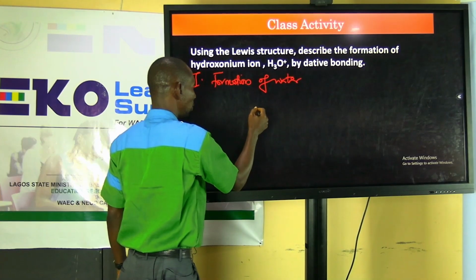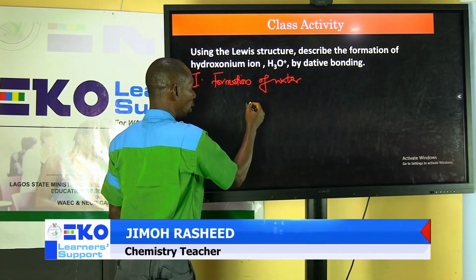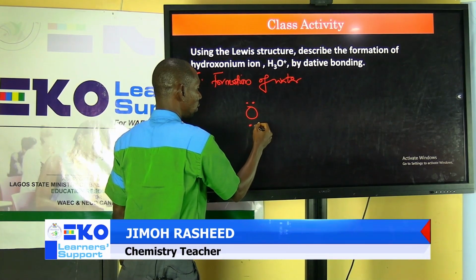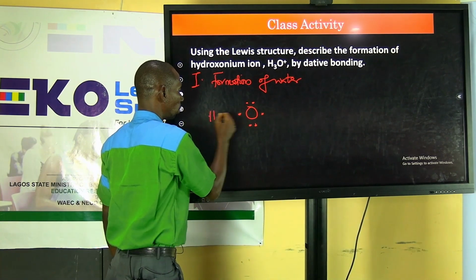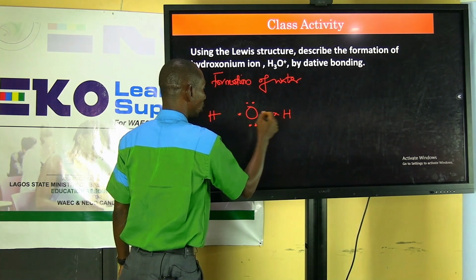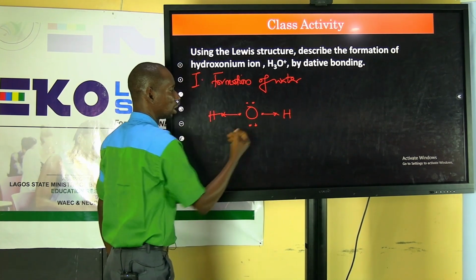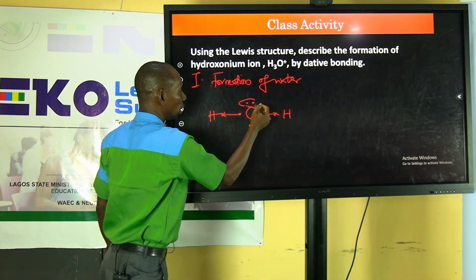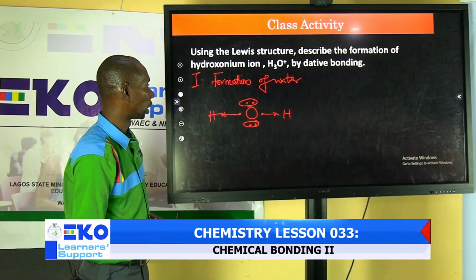So water is made up of oxygen being the central element, and it has 6 valence electrons. So it's combining with 2 atoms of hydrogen, each of which have what? 1 electron. So these are covalent bonds. This is a lone pair. This is another lone pair. So this is the water molecule formed in stage 1.